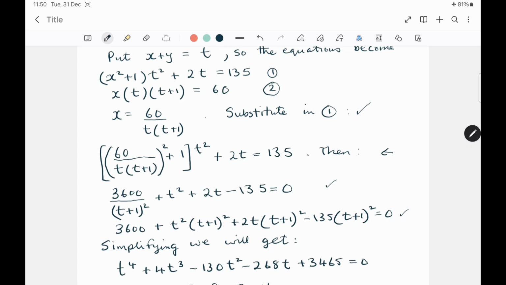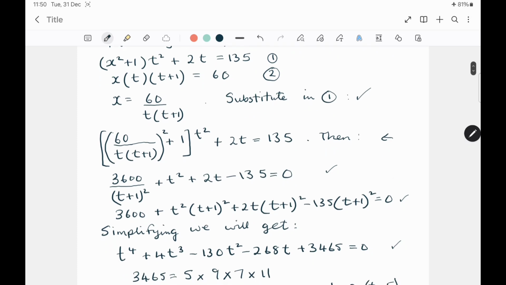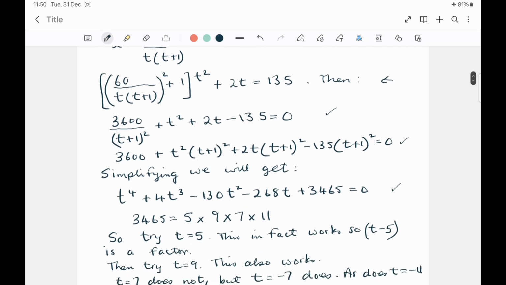All right. Now, on simplification, we will get this fourth order equation, t to the fourth plus 4t cubed minus 130t squared minus 268t plus 3465. And we've got to solve that equation. Now, if we look at the constant term at the end, 3465, this factorizes in the following way. That's 5 times 9 times 7 times 11.